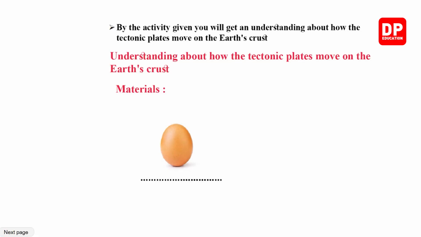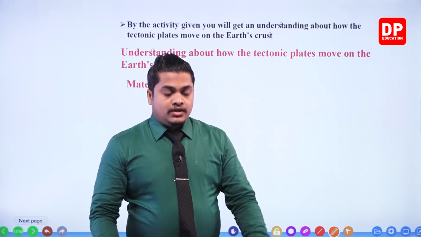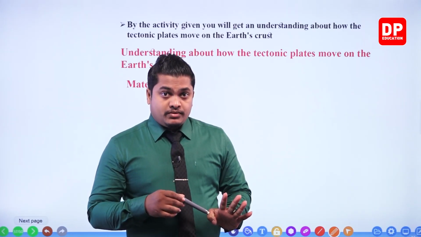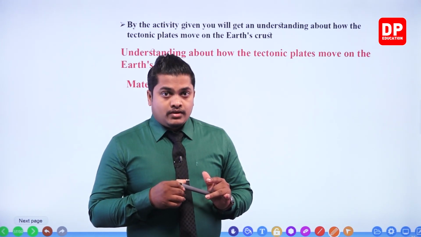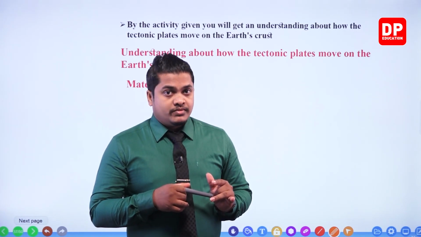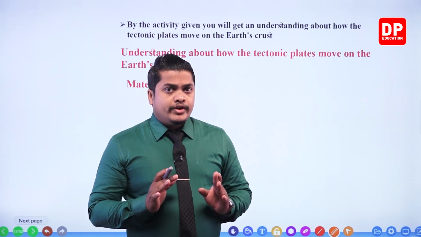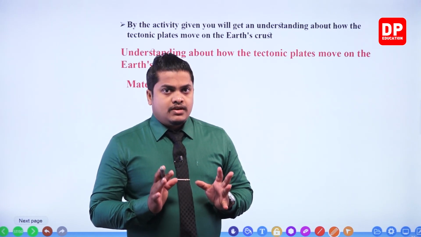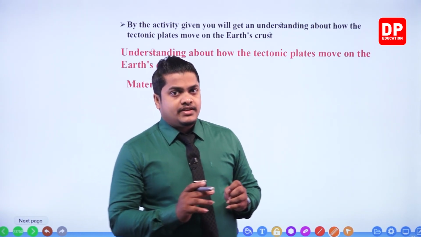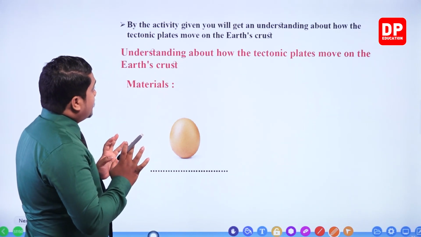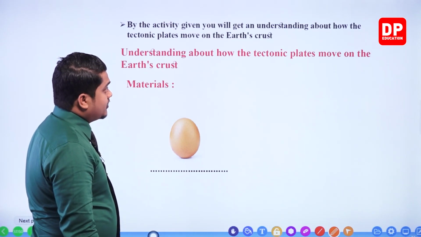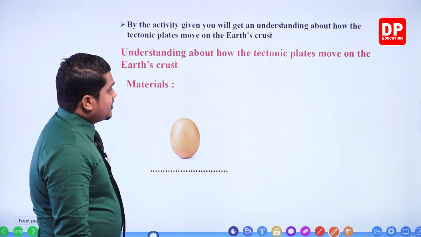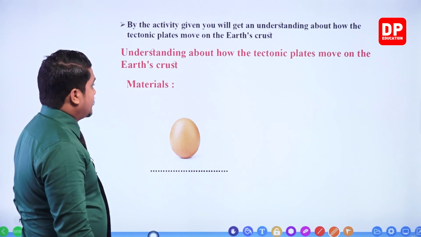So now we have studied the three types of movements: convergent border movements, divergent border movements, and slip border movements. Now my dear children, we are going to demonstrate these three movements by doing a certain activity. So by the activity given, you will get an understanding about how the tectonic plates move on the earth crust.